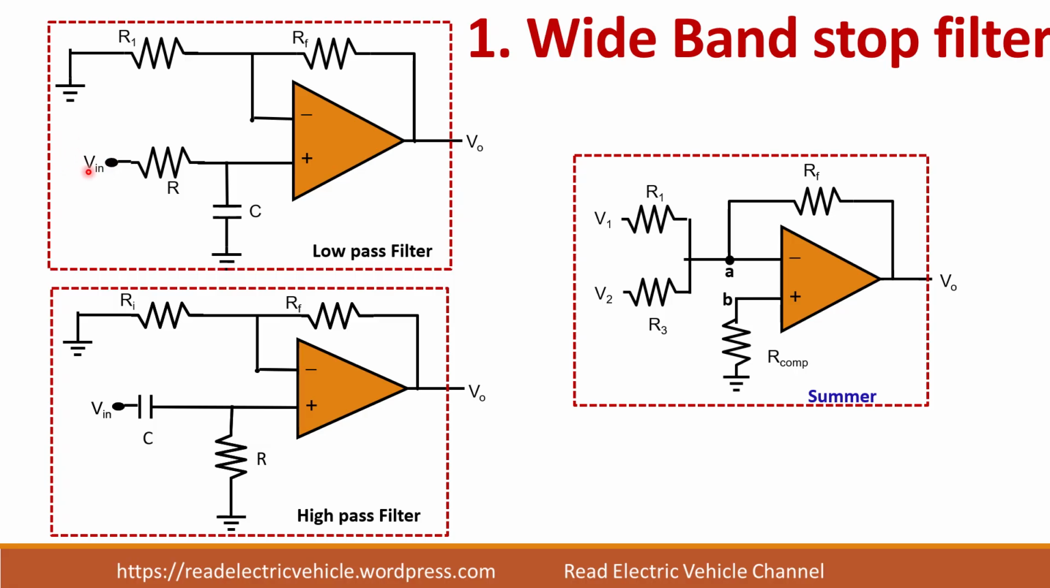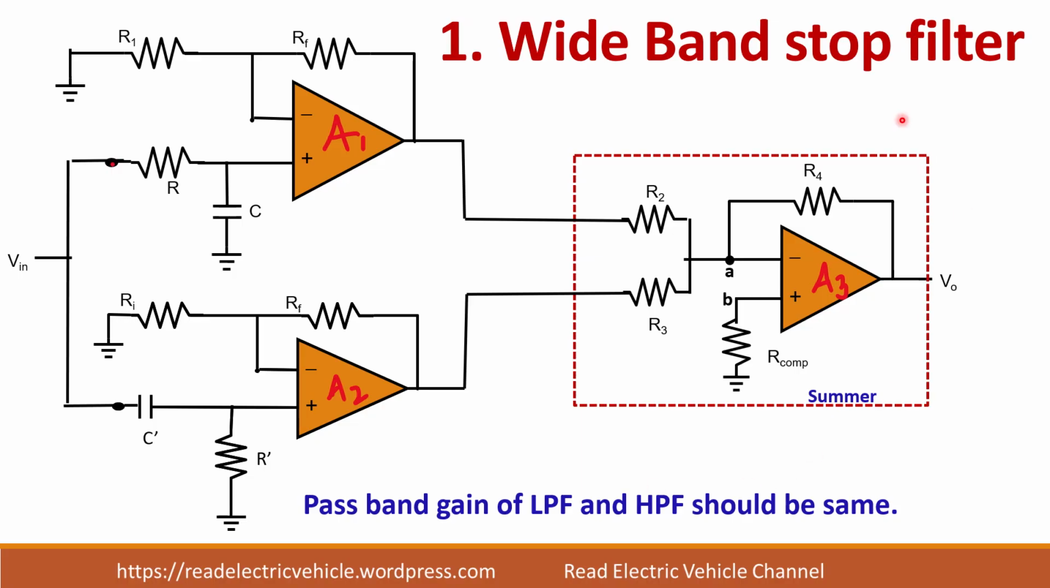If you see here in low pass filter, input is given here. In high pass filter, input is given here. So we need to join these two and make a single input Vin. And this V1 should be connected to this and V2 should be connected to this high pass filter output. So totally we will get a band stop filter response. So let us redraw the circuit neatly. So you can join this one and you will get a wide band stop filter.